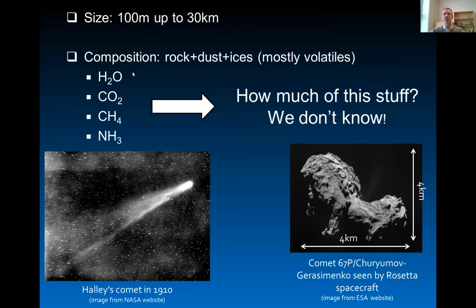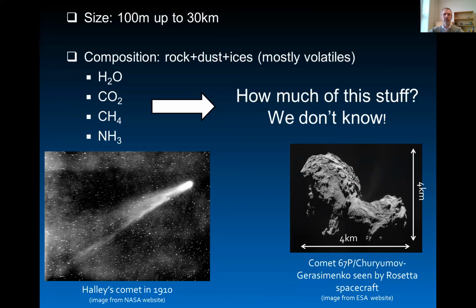And their composition is basically rock, dust, and ice, mostly volatiles. That includes water, carbon dioxide, methane, and ammonia. The problem with comets, we don't know much about them. They are obviously difficult to investigate. We need to send very specific space probes, so we don't know the composition of them in detail. As a resource, if a comet wanders close to Earth, we can expect to capture it and use the valuable elements.